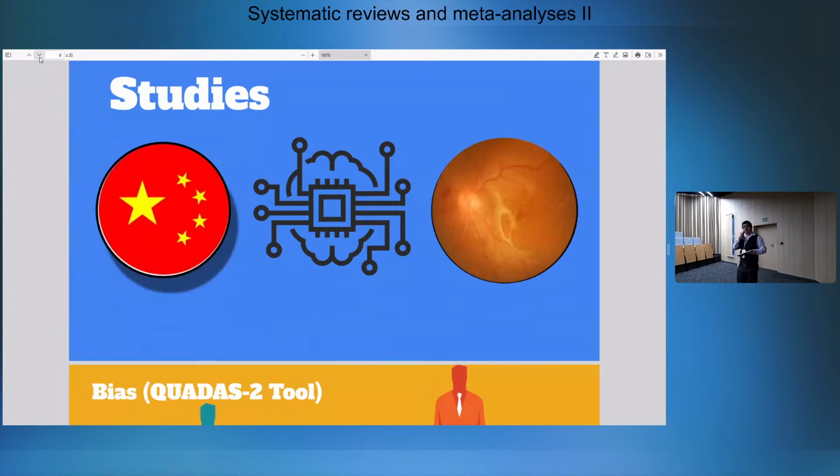Most of our imaging modalities were reported as fundus imaging. However, ultrasound and OCT imaging was also reported.